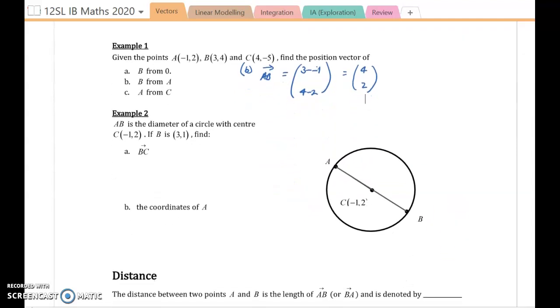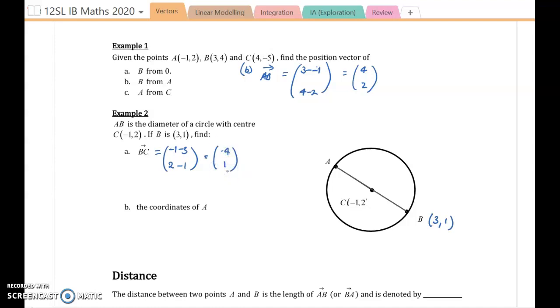In example 2, this is an interesting one because you never would have thought that you could apply vectors to finding the coordinates in this. We've got AB is the diameter, C is the center. B has coordinates 3, 1. Find BC and the coordinates of A. So for BC, that would be C, negative 1 minus 3 and 2 minus 1, which is negative 4 and 1.